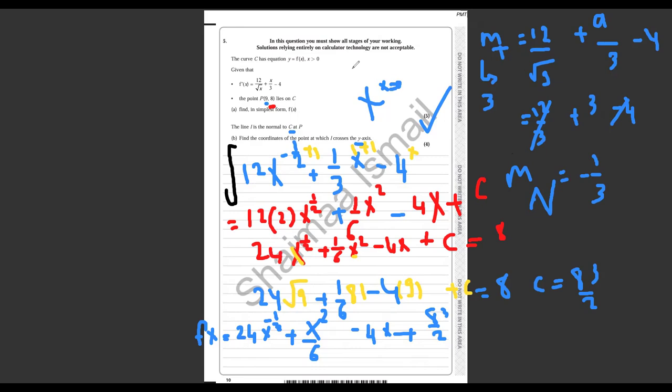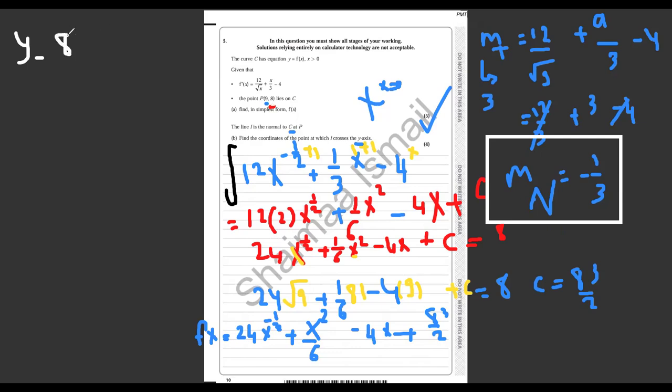And then we have to get the equation by applying the rule for equations here. So we say y minus 8 over x minus 9 equals negative 1 over 3. Then I do cross multiplication.